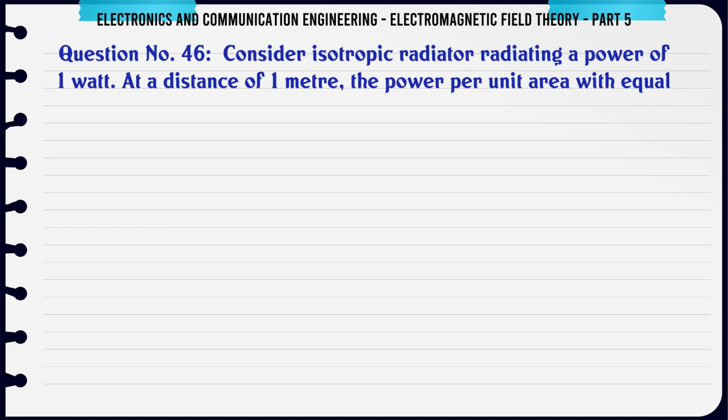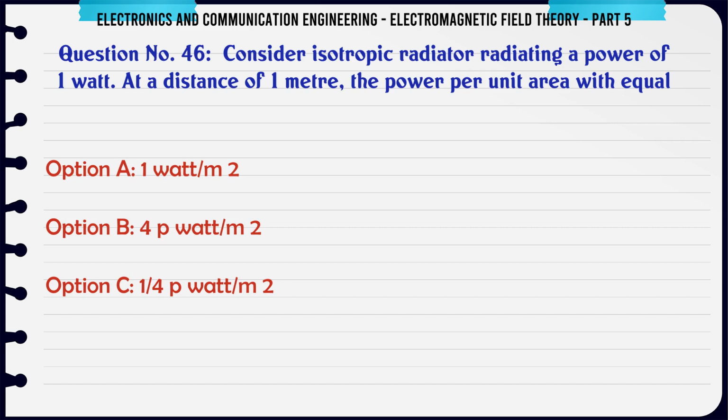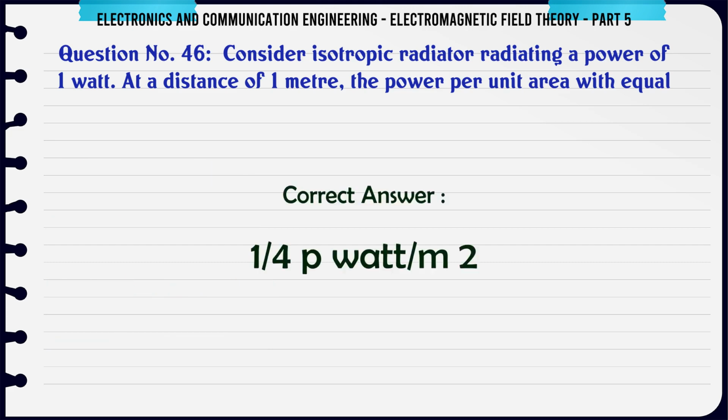Consider isotropic radiator radiating a power of 1 watt. At a distance of 1 meter, the power per unit area will equal A. 1 watt/m2, B. 4π watt/m2, C. 1/4π watt/m2, D. 2π watt/m2. The correct answer is 1/4π watt/m2.